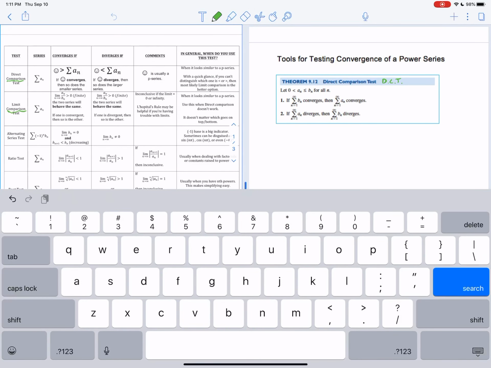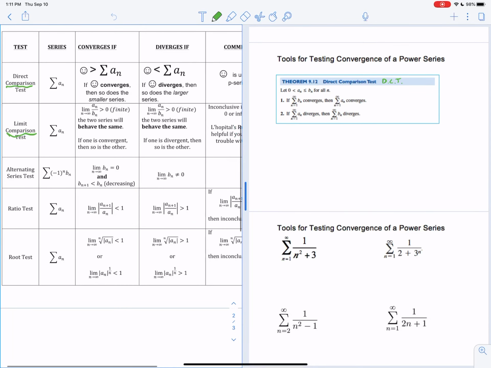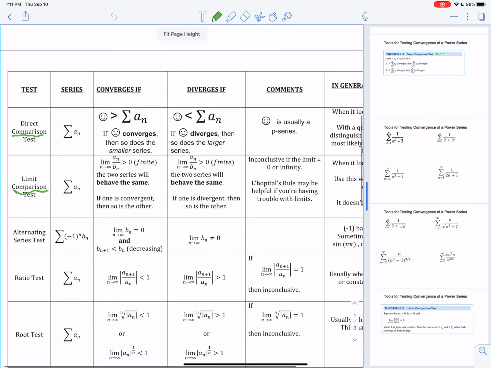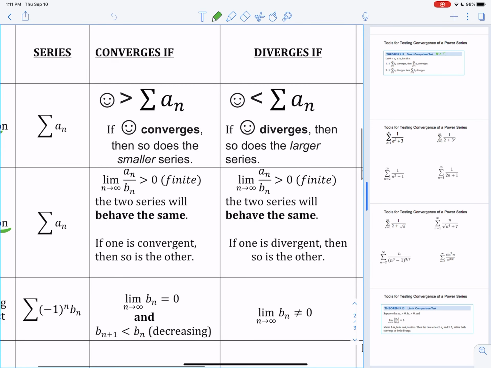All right, so let's take a look here. The direct comparison test. Okay, so I did a little happy face here. So if you compare it to something that's larger than the original series, if that larger series converges, then so does the smaller series. What the heck does that mean, right? I'll explain it. Now, if you compare it to something that's smaller than the given series, and you could say that the smaller one diverges, then the larger one will.